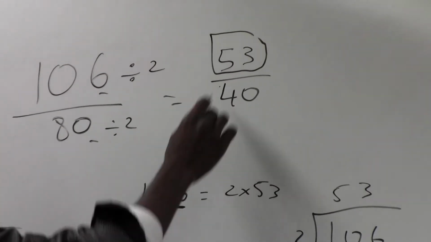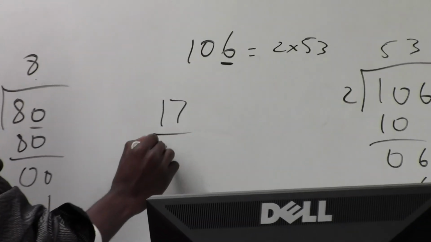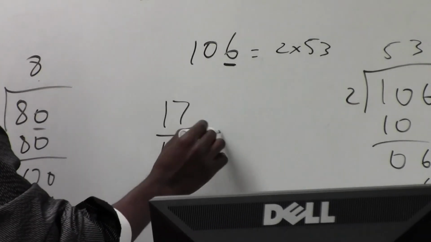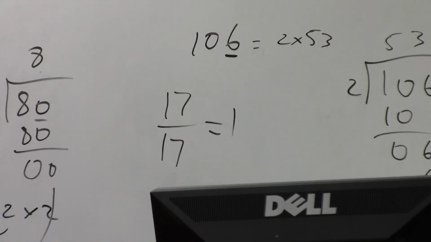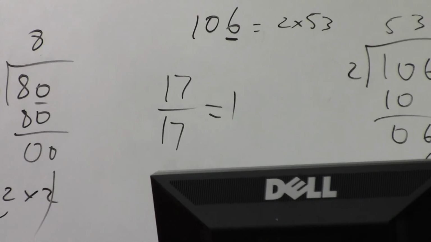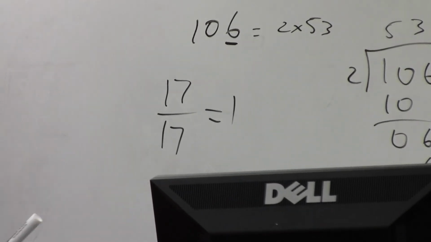If the bottom was 53, let's say we have prime numbers like 17 over 17, this will give you 1, because a prime number is only divisible by itself and 1. And that's what I have for now.